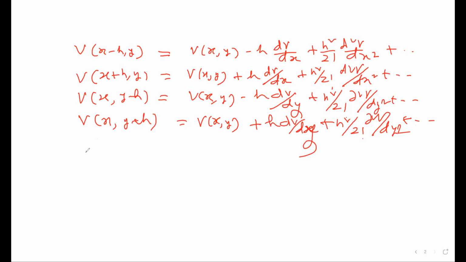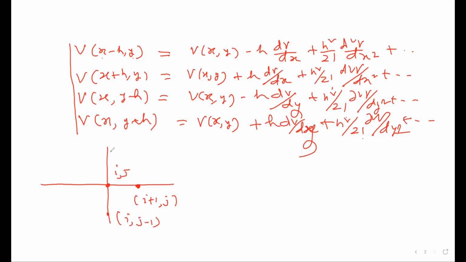If we want to calculate it numerically, instead of using x and y, we usually use some indices just to differentiate the location. In this case, this location can be called ij. If it is ij, this point equals what? It is V i plus 1 j, and this point will be equal to V i j minus 1, and this point will be equal to V i j plus 1, and that point will be equal to V i minus 1 j.